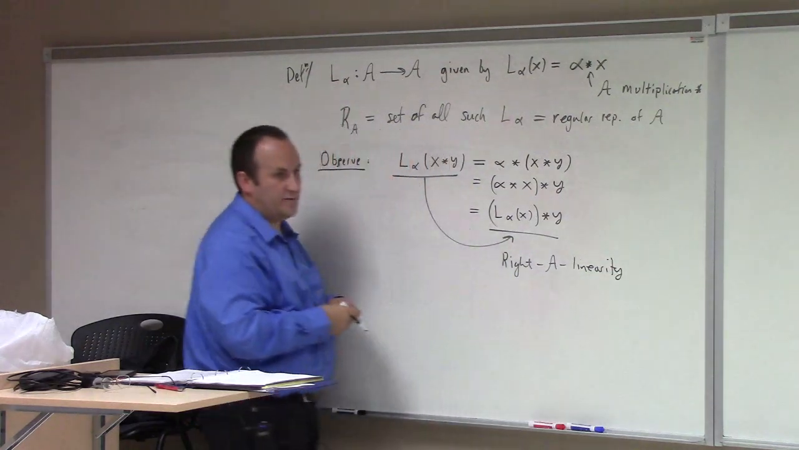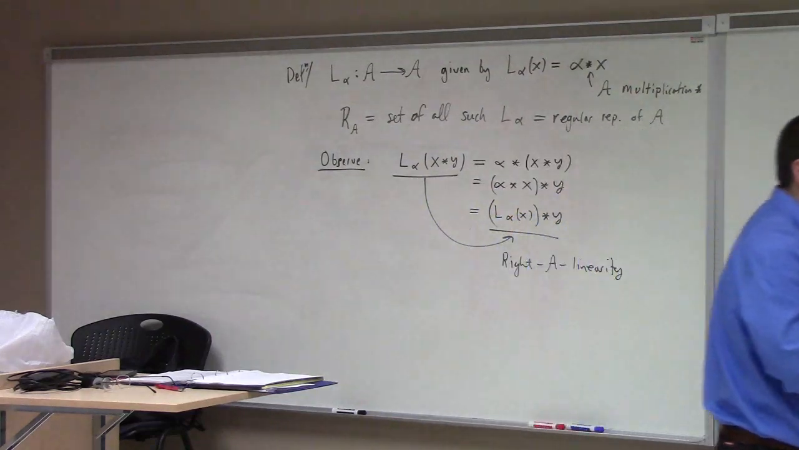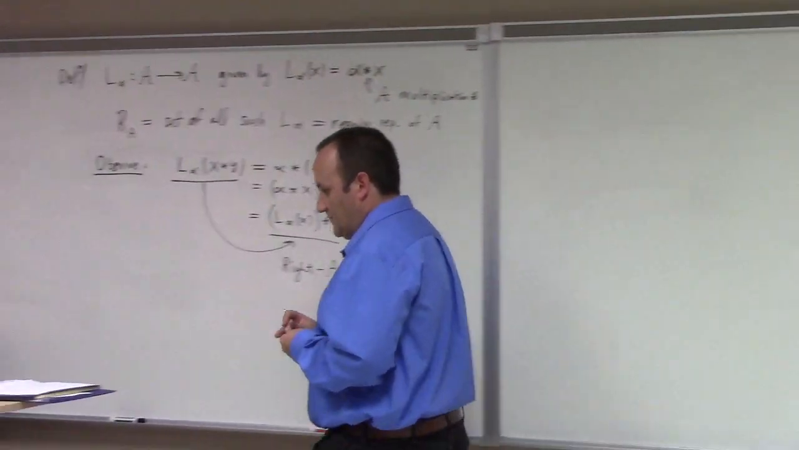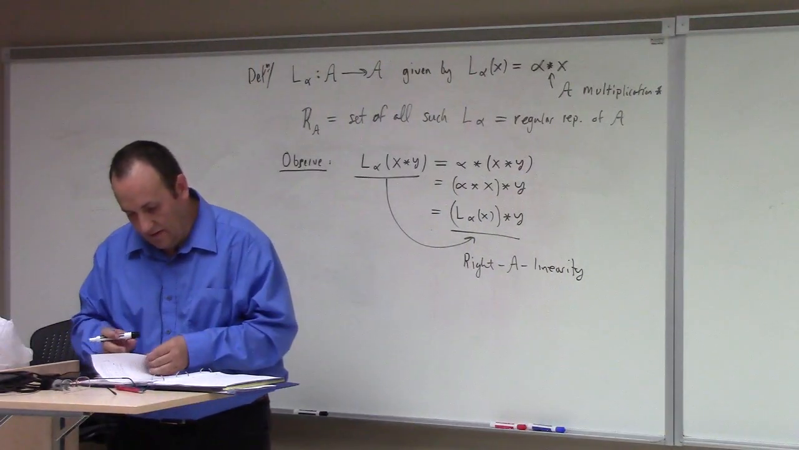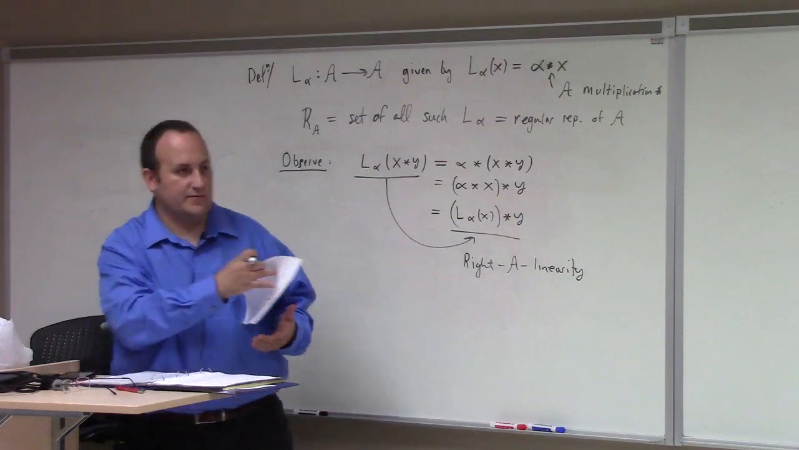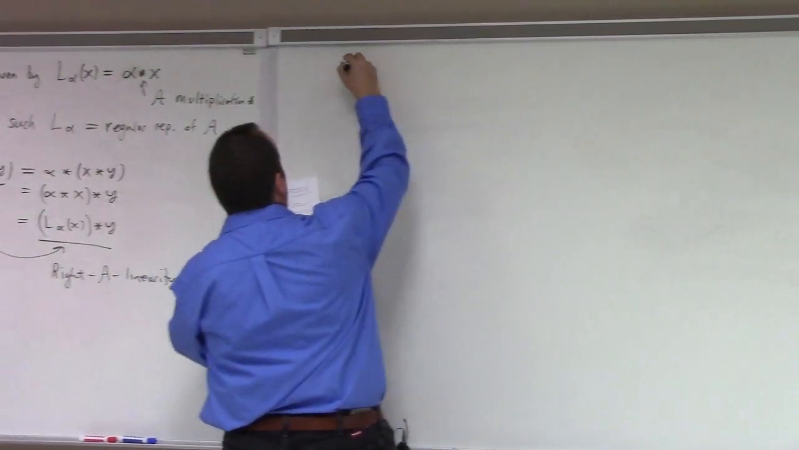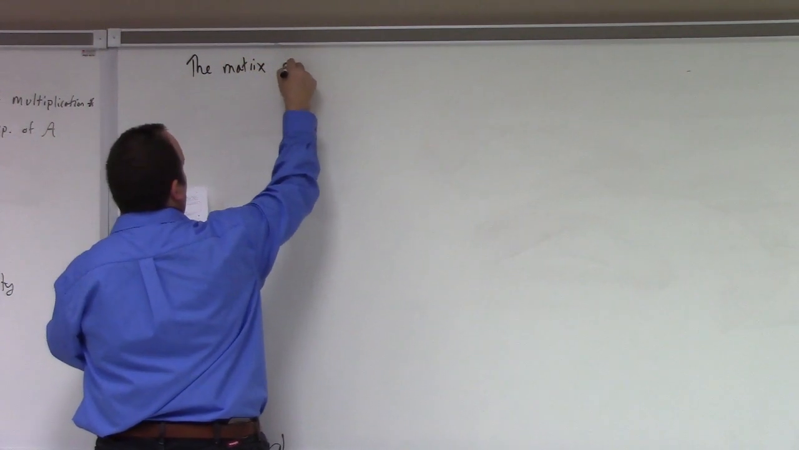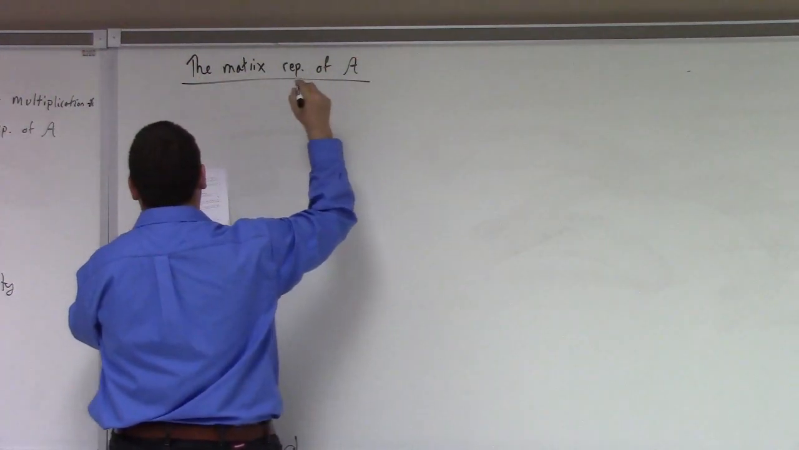In other words, you can pull a multiplication in the algebra out to the right of the argument of such a function. So every left multiplication has right A linearity. Now, next, I introduced a different kind of representation, which is what we mostly use in here, which is the matrix representation of A. So, the matrix representation of an algebra.